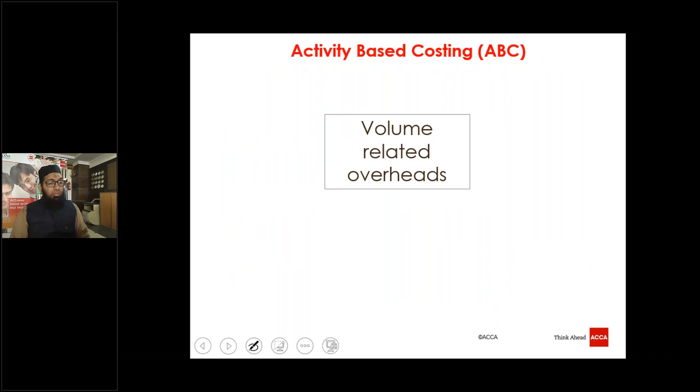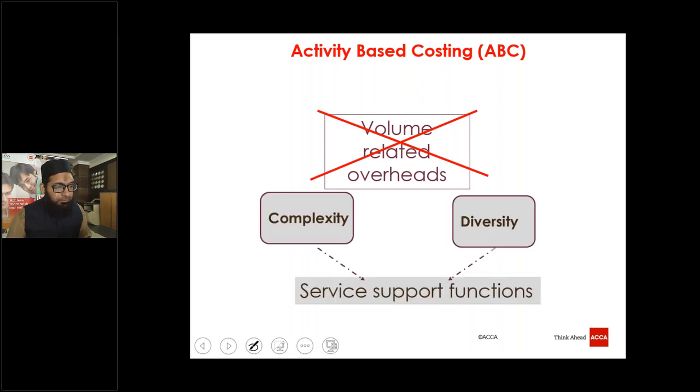But what does activity-based costing say? First of all, it says that overheads are not volume related. Instead, nowadays the production process is complex, and not only complex, it is also diversified. So these complex processes require more services or support functions than ever before.